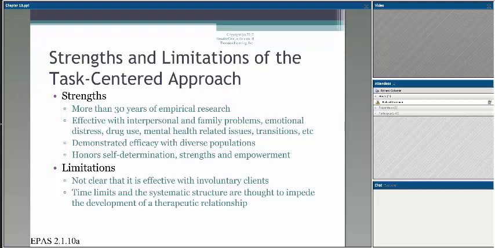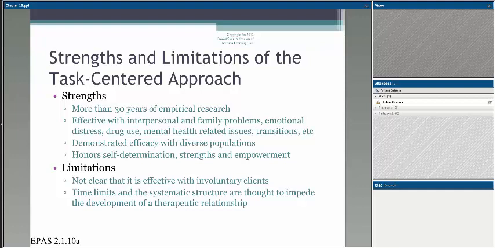Some of the limitations are that it's not clear that it's effective with involuntary clients, and we talked a little bit earlier about what constitutes an involuntary client. These are folks who are engaged in services under duress or under the threat of court action. So folks are really not seeking out your services, really don't think that maybe they're necessary, but have to participate anyway. So we're saying that there may be some limitations in terms of its effectiveness with this particular population.